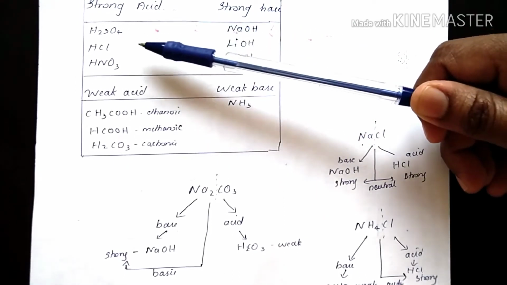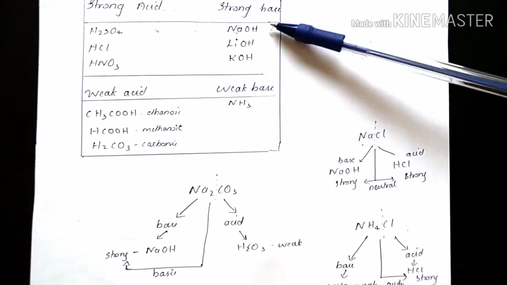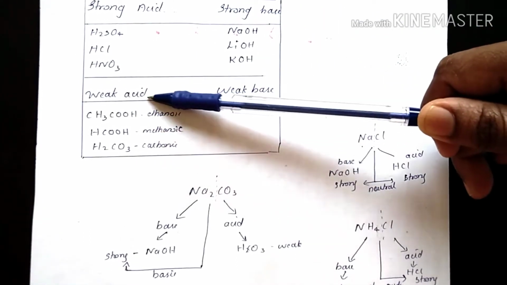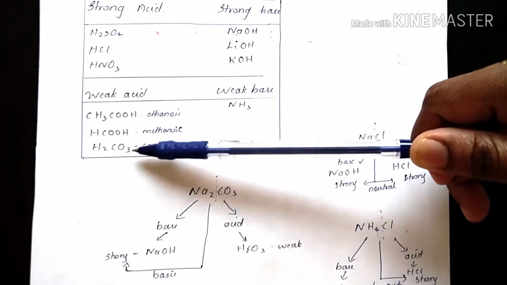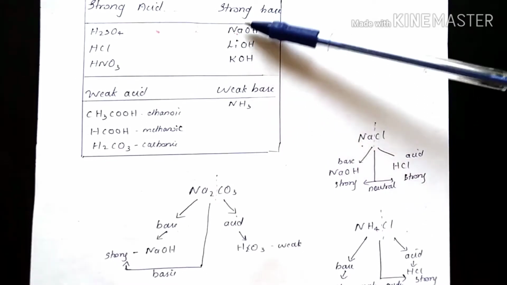So you should know a few important strong acids and strong bases. The strong acids are sulfuric acid, hydrochloric acid and nitric acid, and the strong bases are sodium hydroxide, lithium hydroxide and potassium hydroxide. Weak acids are ethanoic acid, methanoic acid and carbonic acid, and ammonia is a weak base.